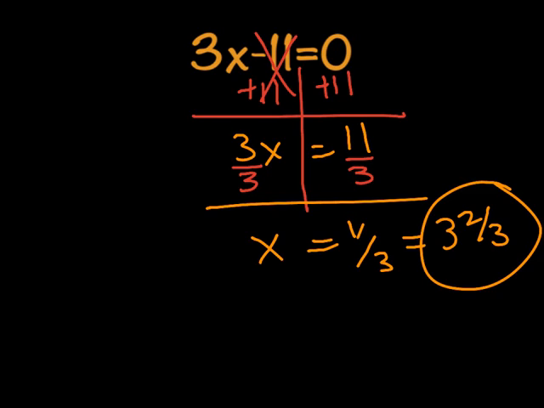And I'm done. You can always check it by plugging it back in for x and making sure that it does equal 0.